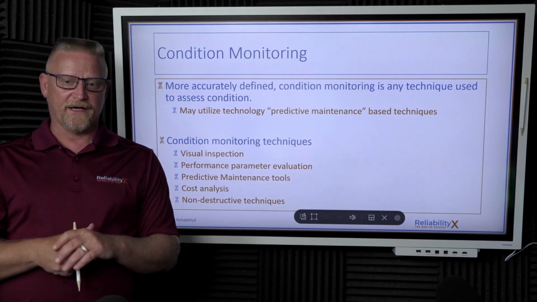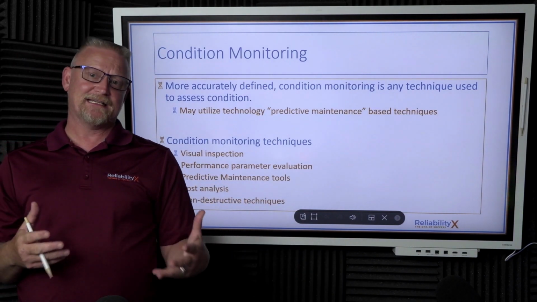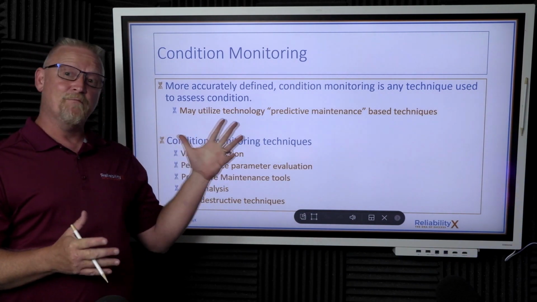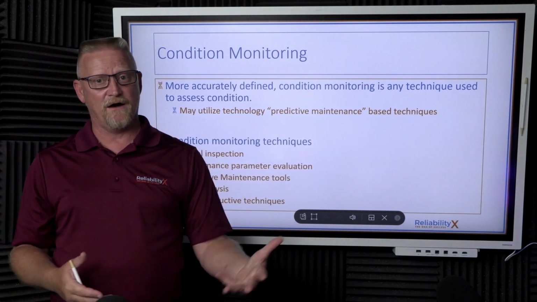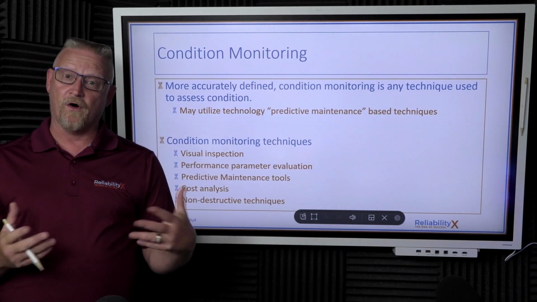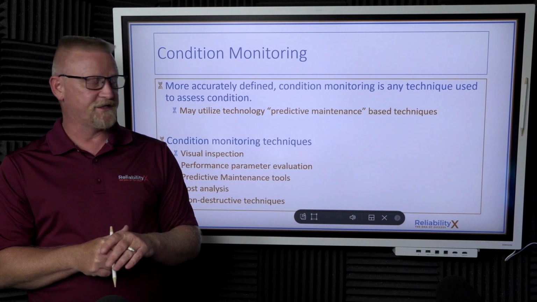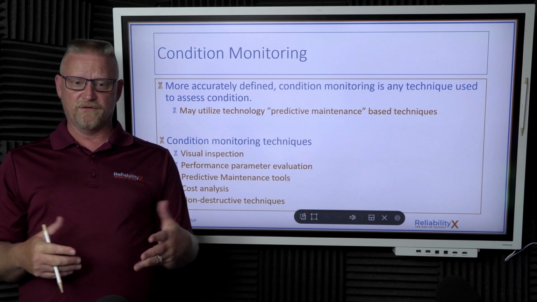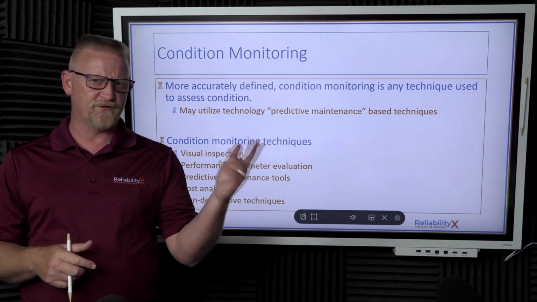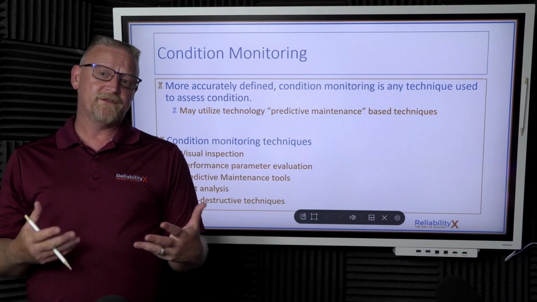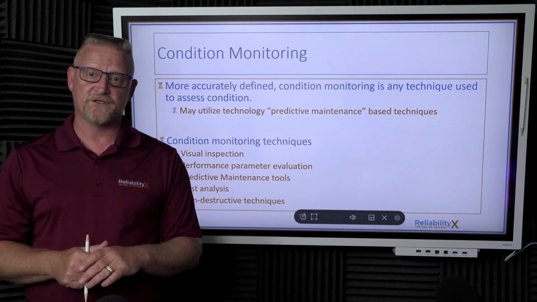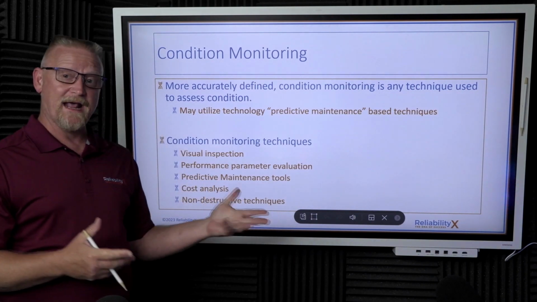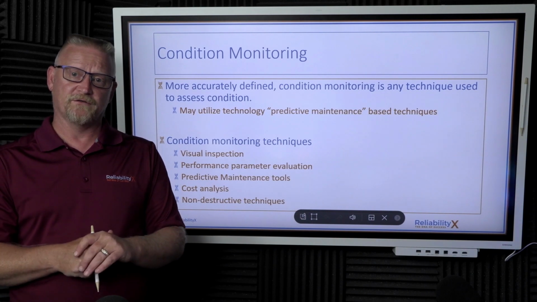More accurately defined, condition monitoring is any technique that assesses for failures or assesses the condition of an asset. It may use predictive technologies, but it is not all-inclusive to just the use of those technologies. Other methodologies for conditional assessments include visual inspections. It also includes analysis of performance parameters, gauge readings, pressures, and temperatures. All of these things can help determine whether or not there are issues within the asset, even something as simple as taking amp readings. Cost analysis is also a methodology for conditional assessment of your asset.